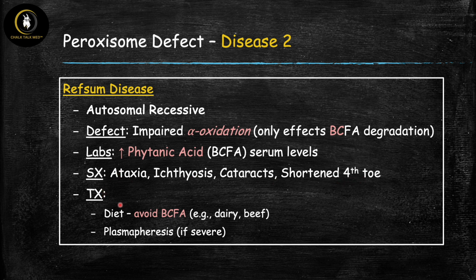The treatment here is very interesting because this is one that actually has a treatment that works rather well. That's dietary. And the idea here is to just avoid branch chain fatty acids. So since this is the only thing that you can't degrade, you just avoid them in the diet so that they don't accumulate inside the body. But if they do and it becomes severe, then you can do plasmapheresis to remove it.